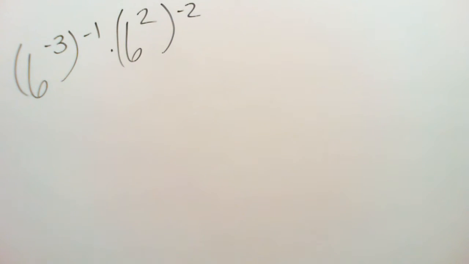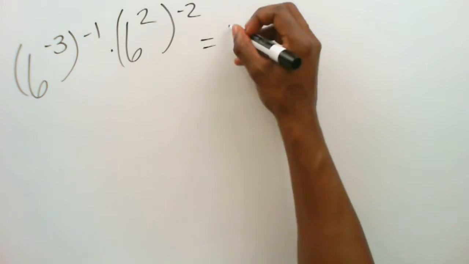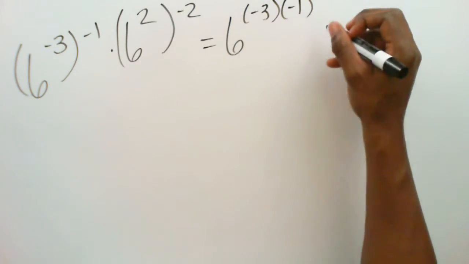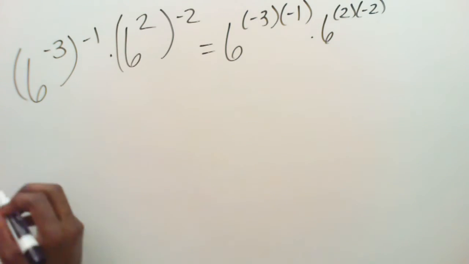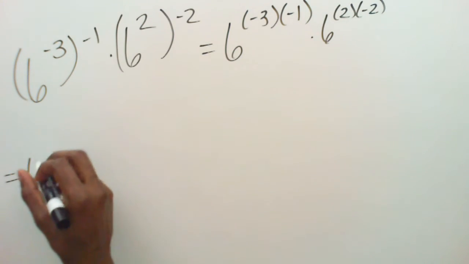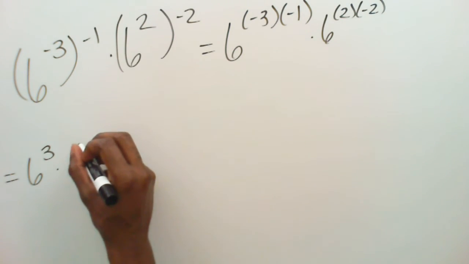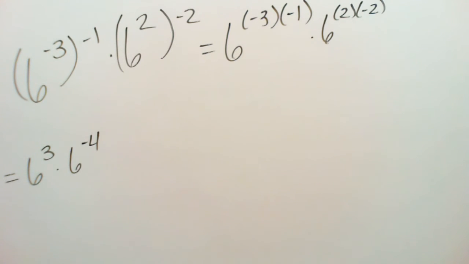Since this is the case, we can first apply the rule for a power to a power. We need to keep the base and multiply the exponents, like this. After applying the rule for a power to a power, we're left with 6 to the third power times 6 to the negative fourth power.